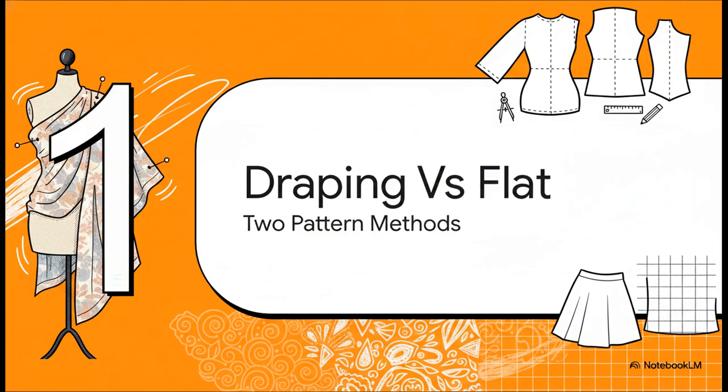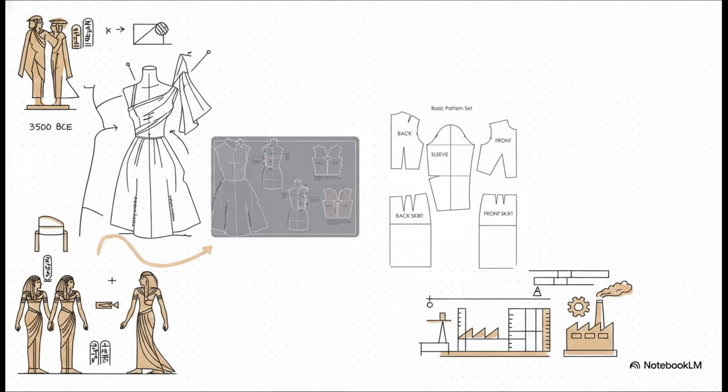Starting off with Section 1, Draping versus Flat Patterns. To really grasp how patterns are made today, we have to look at the two radically different ways designers have historically shaped fabric. On one side, we have 3D draping. This is an ancient, highly sculptural method going all the way back to 3500 BCE. You literally shape the fabric directly on a dress stand, folding, twisting, and pinning it by hand.